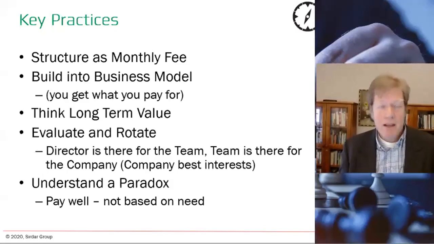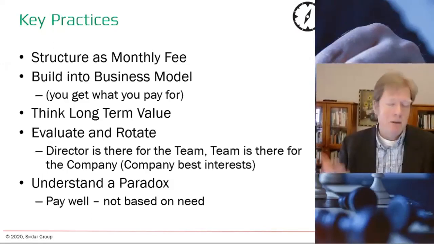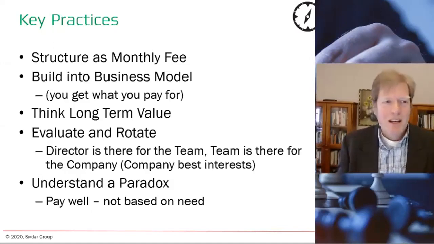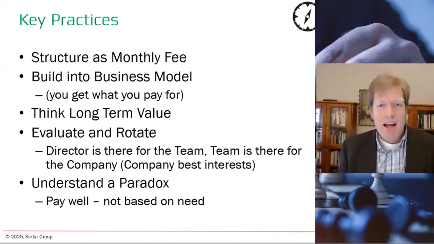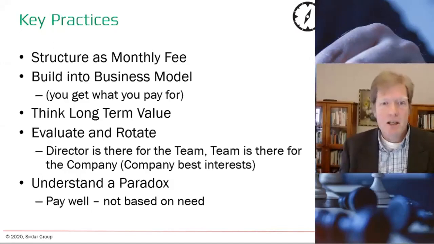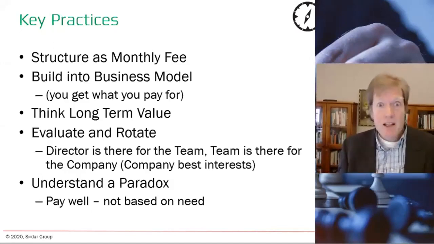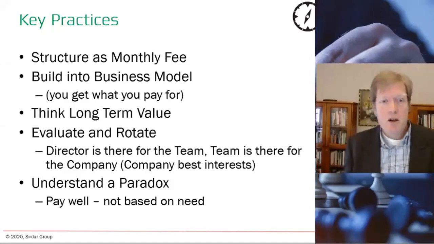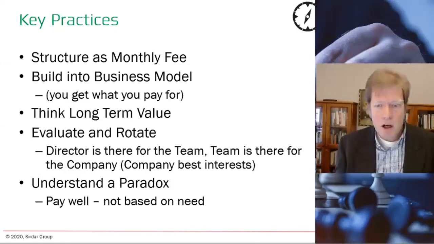Ultimately, we use this phrase in terms of the people we buy, we employ: you get what you pay for. And ultimately, that's what you get with directorship. If you're not paying for a director, you're getting charity if they're contributing. If they don't contribute, how do you hold them accountable ultimately? So build it into your business model as you go forward.